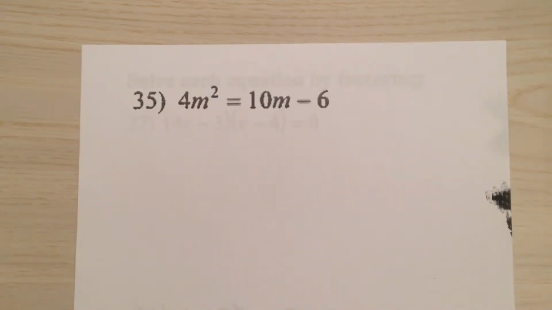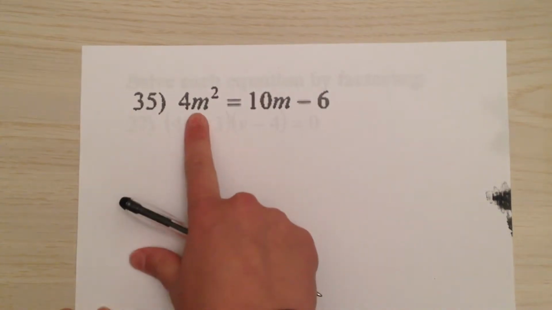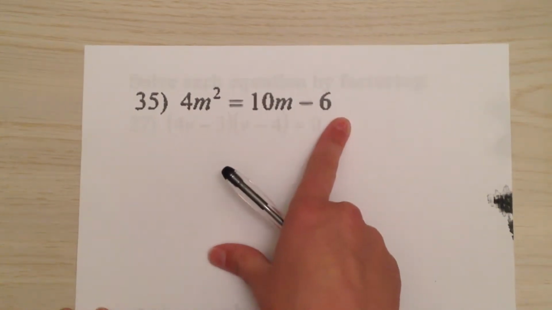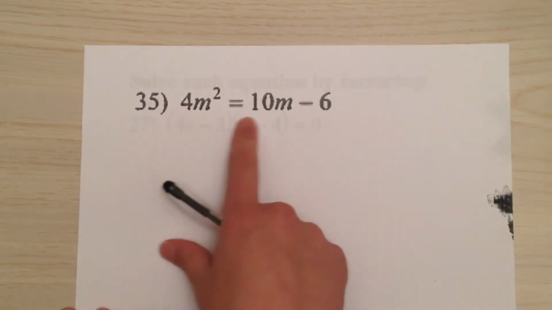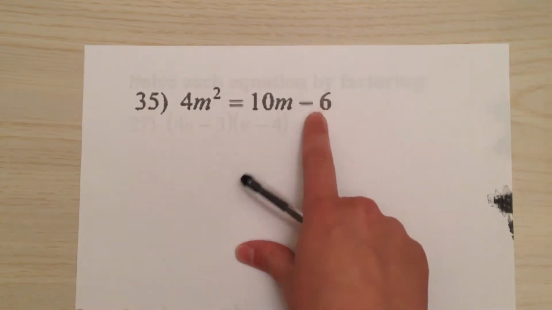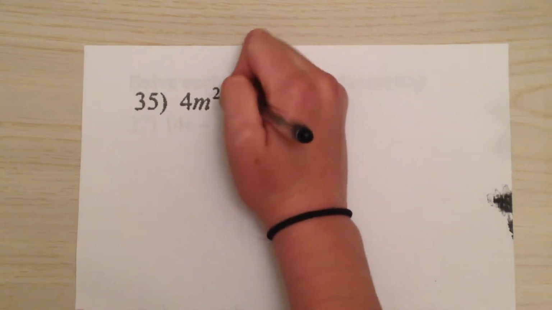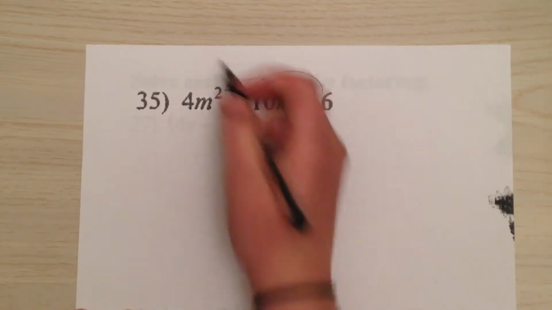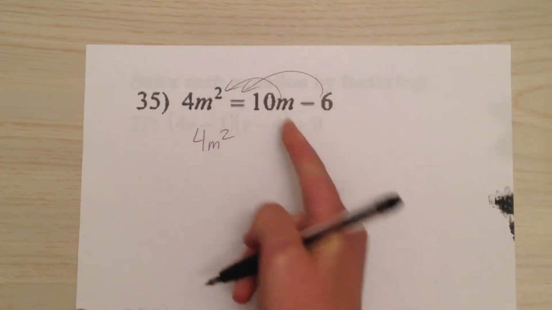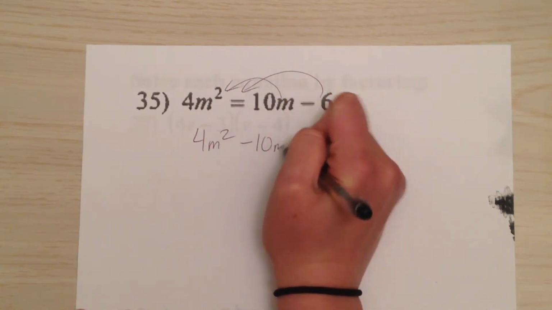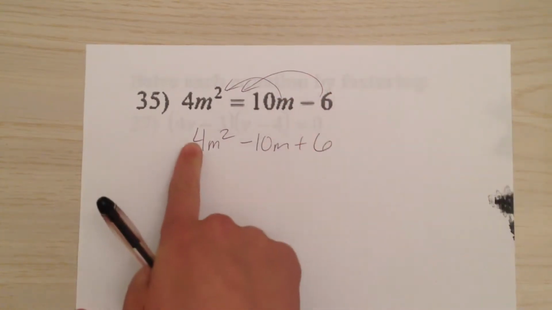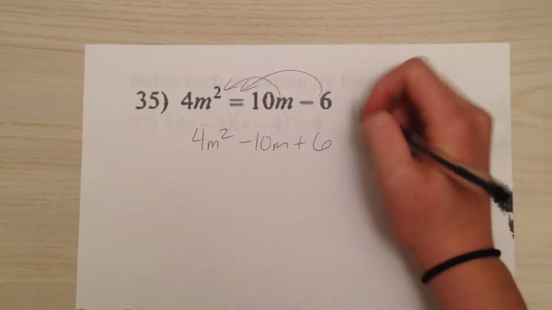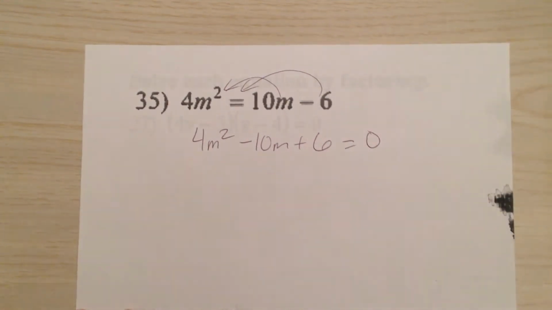So let's look at one where we do need to solve it. Now here's an example of one that's not solved for 0 yet. We've got our m squared, we've got our m, and we've got the 6 over here. We need to make sure that all this stuff is over there with the m squared. So when you switch the sides, switch the sign. So our 4m squared with a negative 10m now and a positive 6. Make sure it is in descending order, and now the only thing on that side is an equals 0.